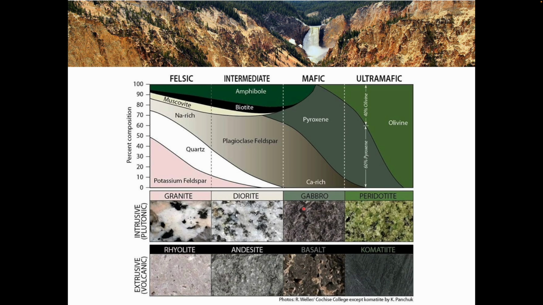dark. And then on the ultramafic side of the spectrum, we have peridotite, that green rock that makes up most of the mantle. And it's very, very rare, but the fine-grained extrusive version of ultramafic lava would be komatiite. Very, very rare. We don't see this in the US very often, and I'm not going to spend much time on it.